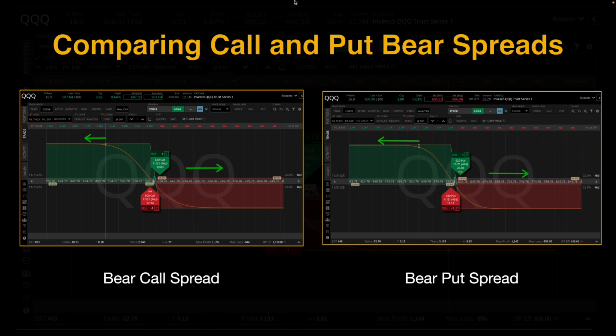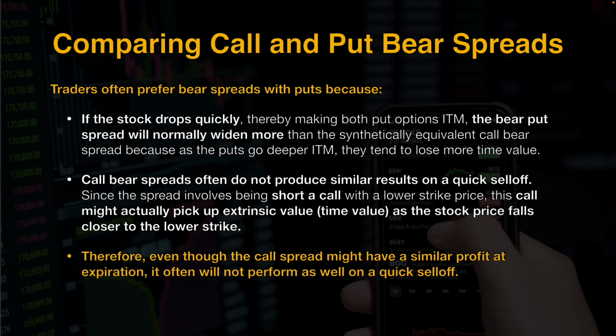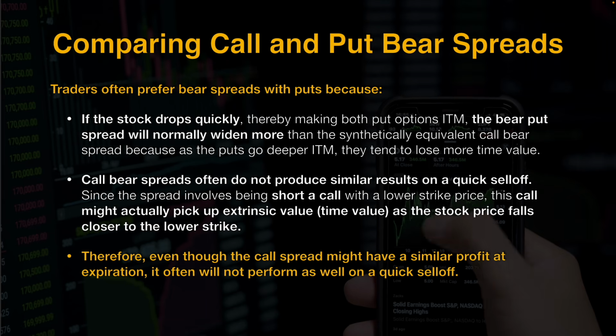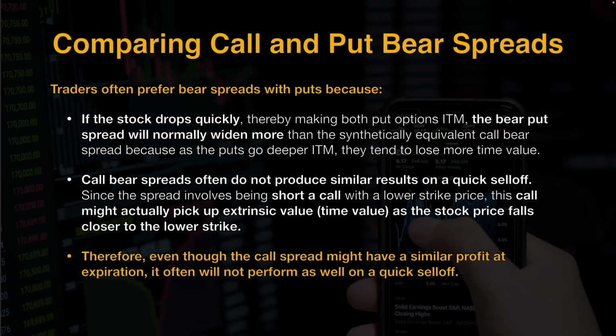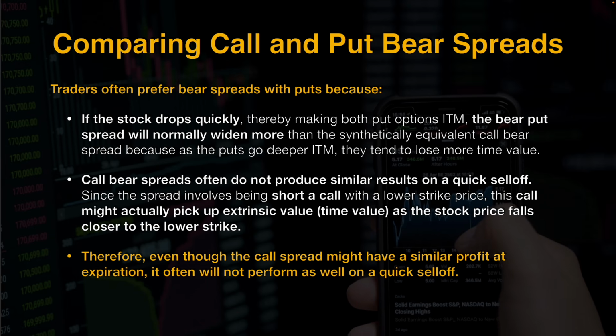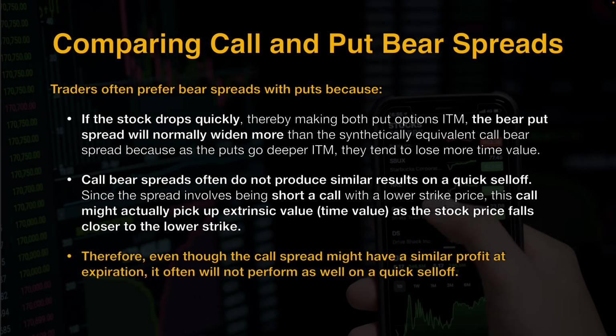And the discrepancy is because prices were bouncing around as this was taken during market hours. When traders want to express a negative viewpoint on an underlying stock price with bear spreads, they often prefer bear spreads with puts because if the stock drops quickly, thereby making both put options in the money, the bear put spread will normally widen more than the synthetically equivalent call bear spread because as the puts go deeper in the money, they tend to lose more time value. Call bear spreads often do not produce similar results on a quick sell-off.